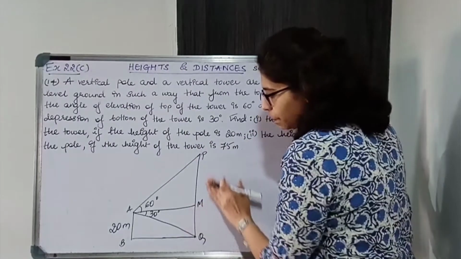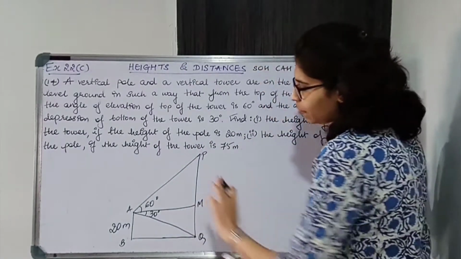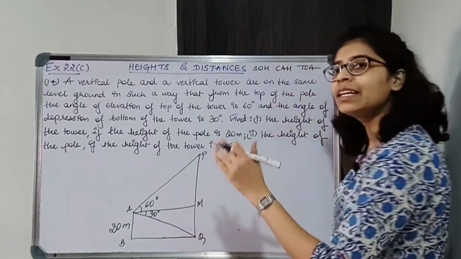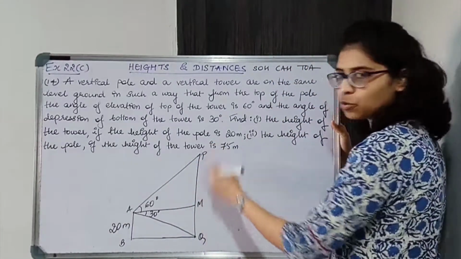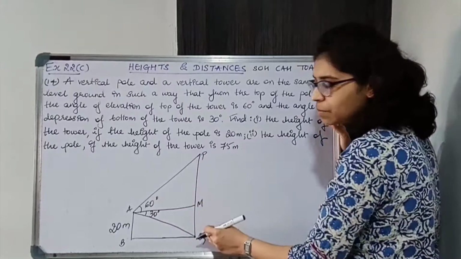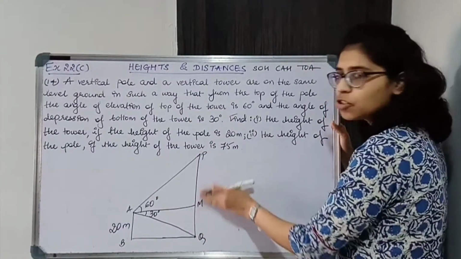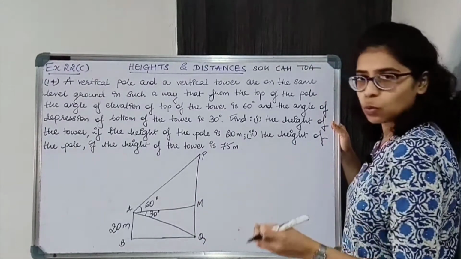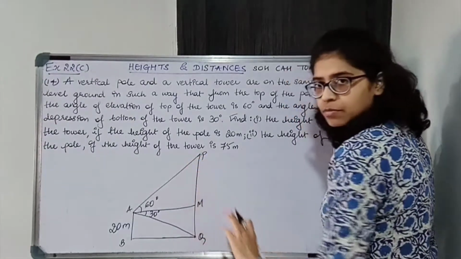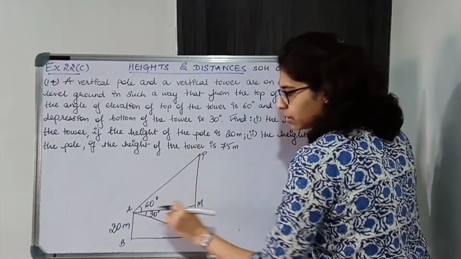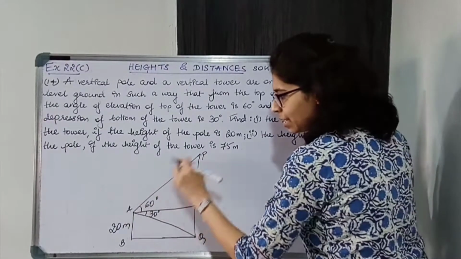Now over here we won't find PQ directly. We'll find PM and MQ, and then add the lengths and we'll get PQ. Okay, PQ is basically PM plus MQ. So we will find both individually. Now PM is a side of a right angle triangle. Okay, this PMA is a right angle triangle.